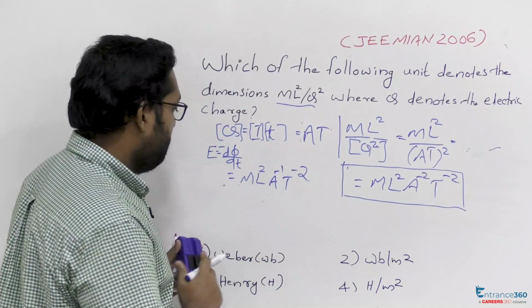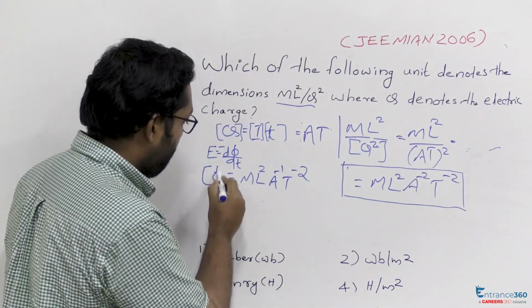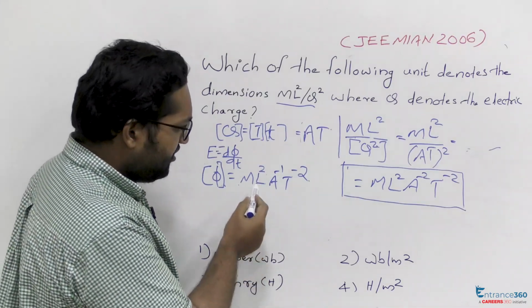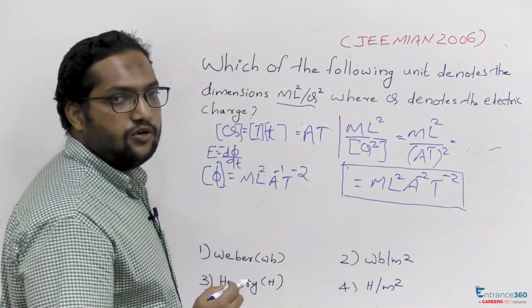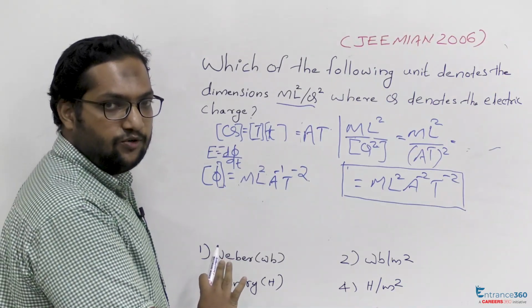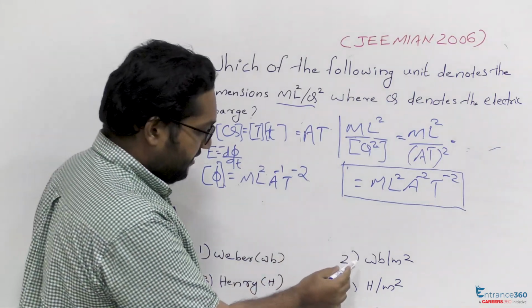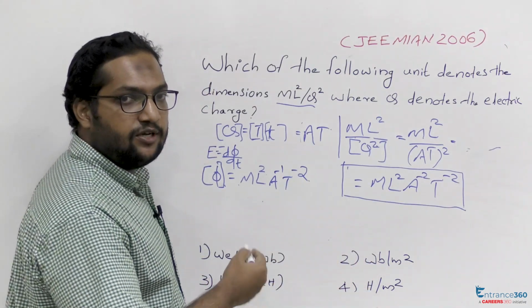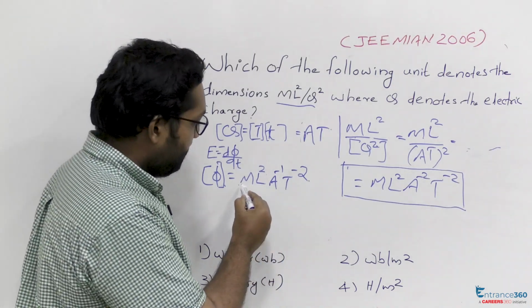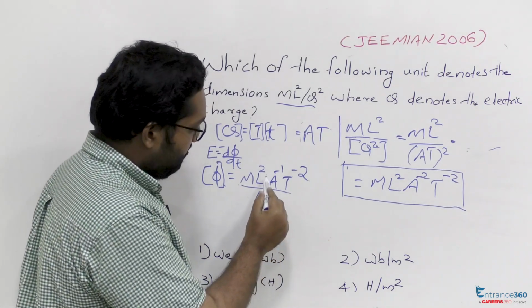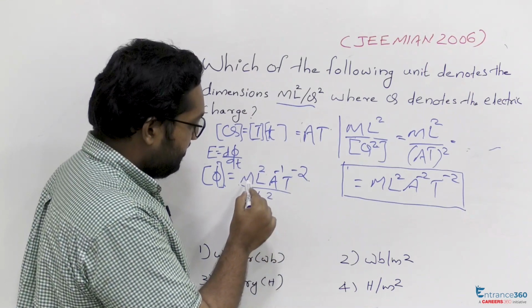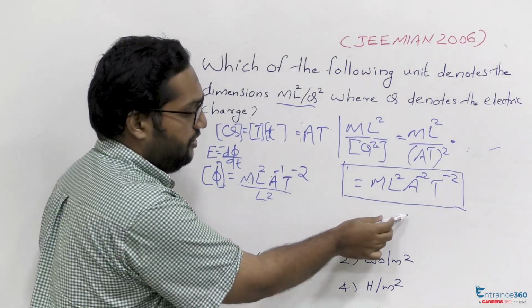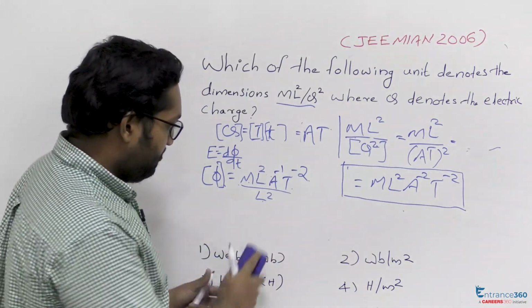This is the dimension of flux, which is Weber. This is not equal to the required dimension, so option 1 is not correct. Now check the second: Weber per meter square. Dividing by the dimension of meter square, L square, the L square gets cancelled. Remaining will be M A raised to minus 1 T raised to minus 2, which is not equal to the required dimension. So that is also not our option.